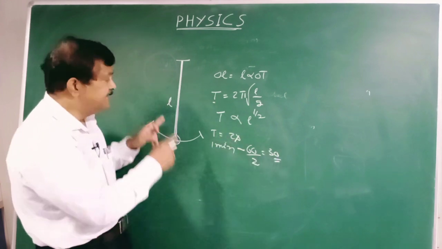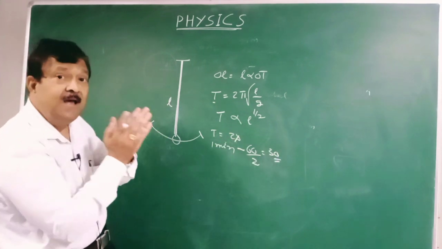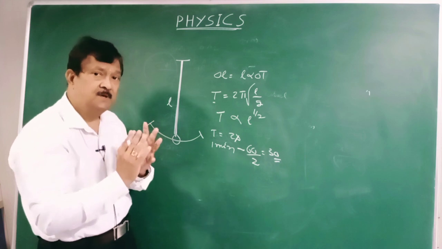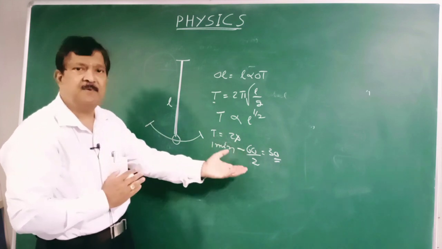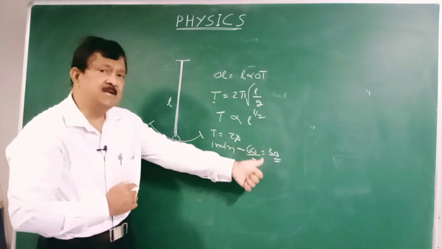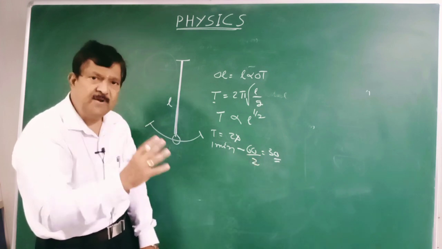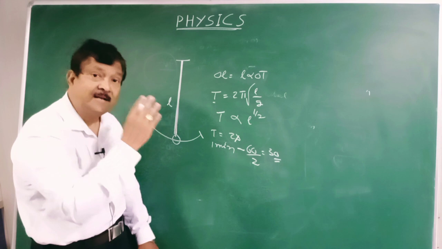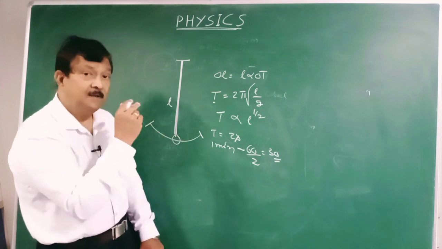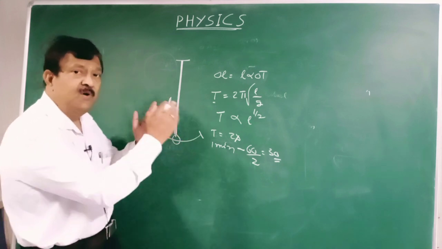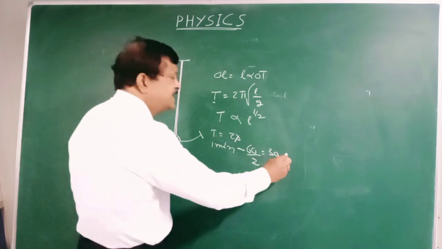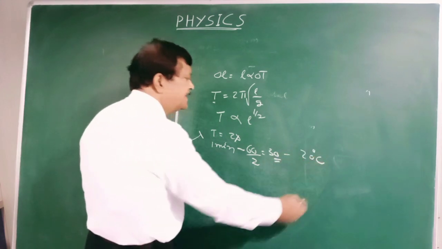Let us have a numerical example like this. When it is exactly making 30 oscillations, the hands of the clock will be moving in the proper way so that we will get the correct time. Now this is happening only at a particular temperature, let us say 20 degrees centigrade.